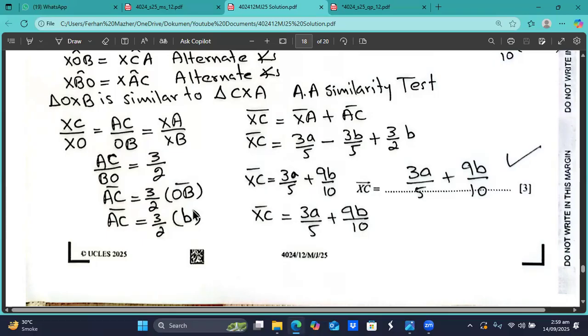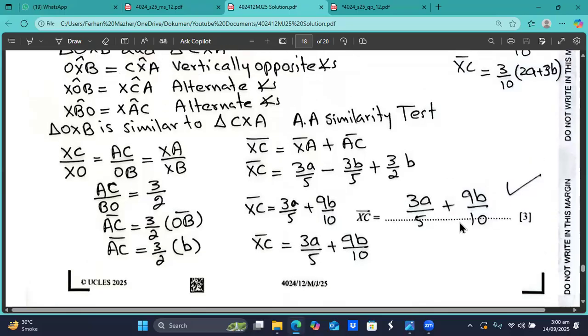The XC will be from X go to A, and from A go to C. X to A, we already know is 3a by 5 minus 3b by 5, and the AC is 3 by 2 b. Because both these terms have b, they can be simplified further. You can take their LCM, and so you will have 3a by 5 plus 9b by 10. So this is the answer, 3a by 5 plus 9b by 10.